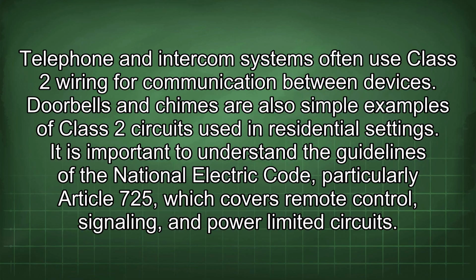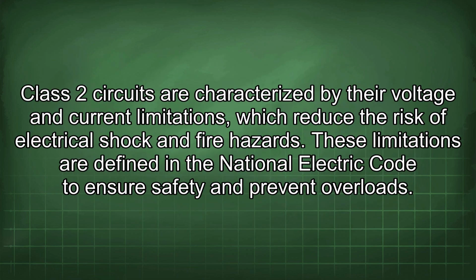It is important to understand the guidelines of the National Electric Code, particularly Article 725, which covers remote control, signaling, and power-limited circuits. Class 2 circuits are characterized by their voltage and current limitations, which reduce the risk of electrical shock and fire hazards. These limitations are defined in the National Electric Code to ensure safety and prevent overloads.